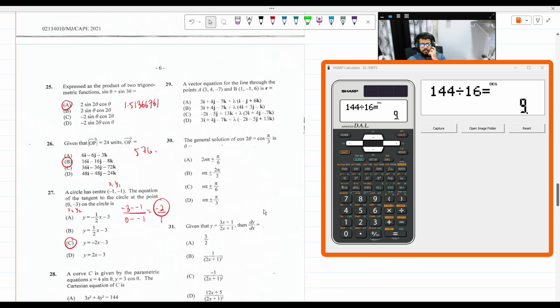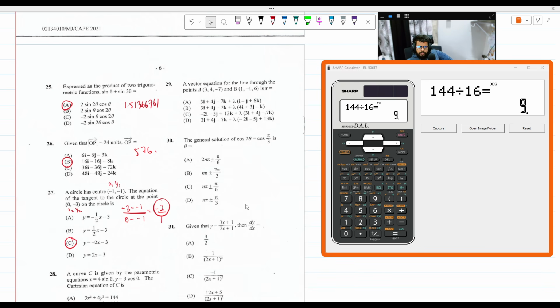A vector equation for the line through the points A and B is... this is a repeat question, I believe from 2018. So for the first, for A, B, and C, we go onto the point A. And then we have to go in the direction of AB. So let's do our process of elimination, right? For part A, I will go onto A, but I'm not going in the direction of AB. All right? So part A is out of the question.